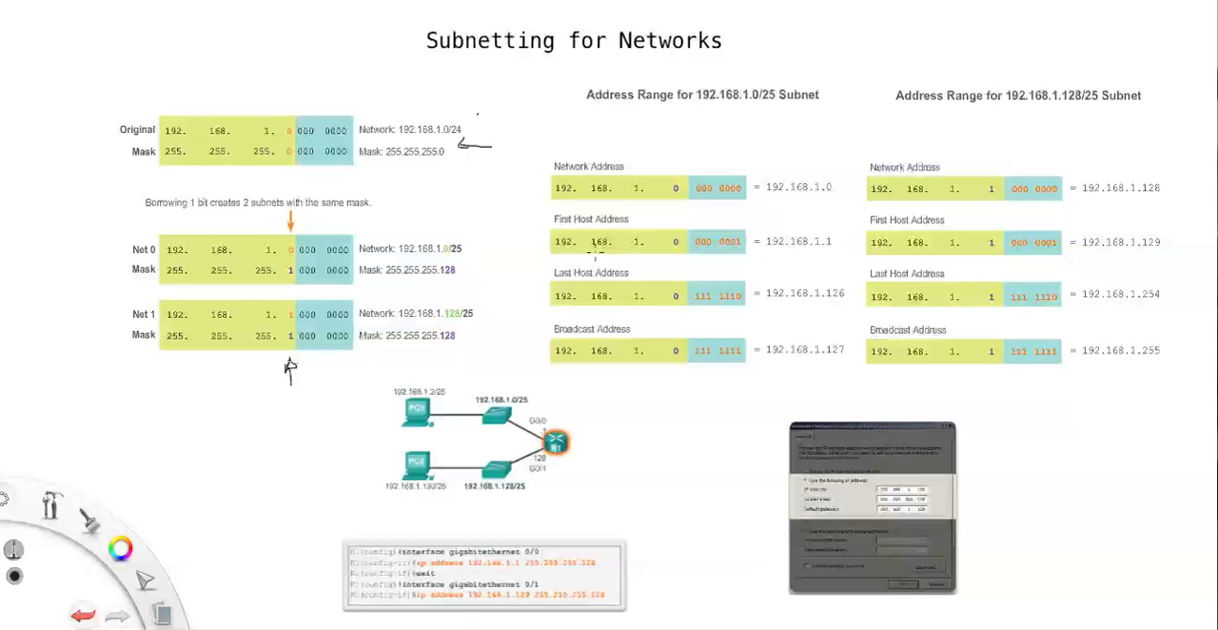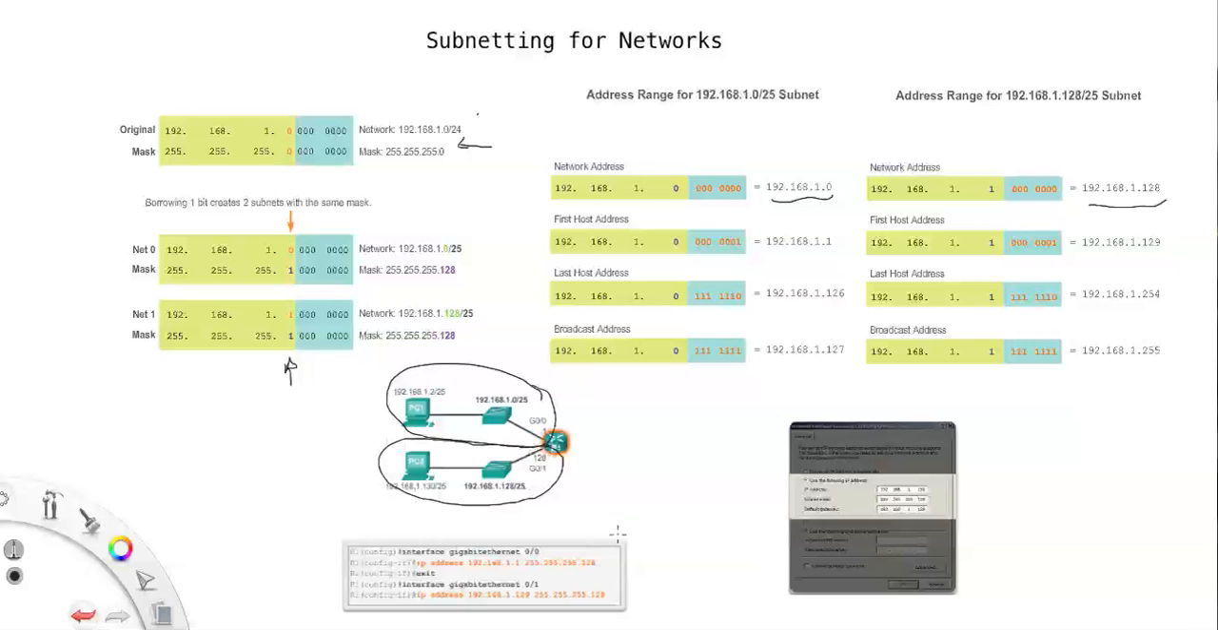And what happens here is by borrowing these host bits, you're able to break this network, this address block, into two different networks. So you have the 192.168.1.0 network and the 192.168.1.128 network. And by doing this, you create essentially two separate subnets.